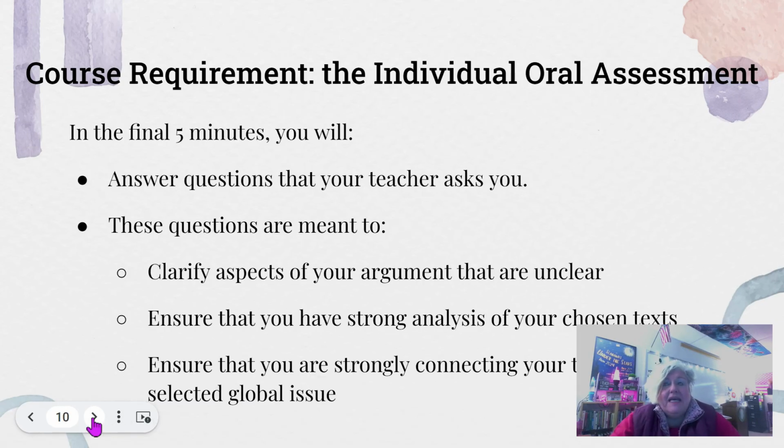The last 5 minutes is a question and answer period between you and your teacher. Your teacher asks you questions, you answer them. These questions are meant to clarify any aspects of your presentation that may have been unclear. We just want to ensure that you have a strong analysis of your chosen texts, and we want to make sure that you're connecting these texts in your mind to your global issue.